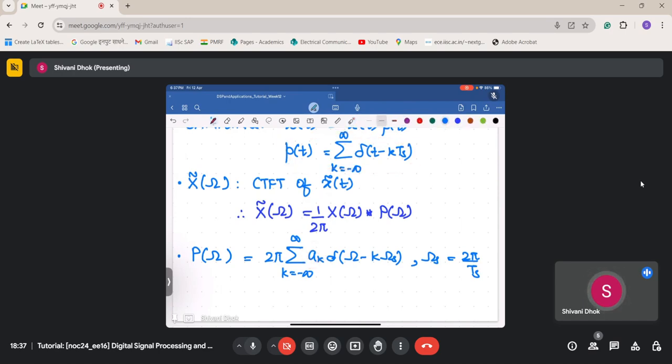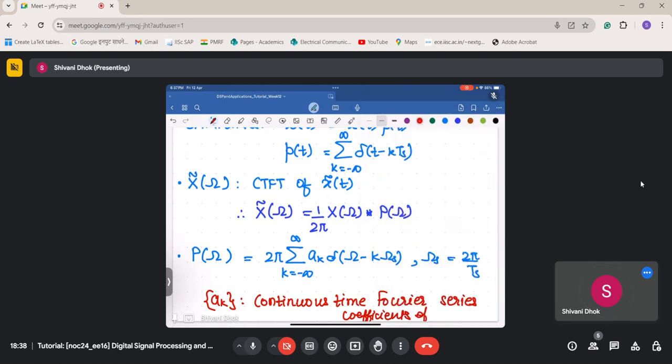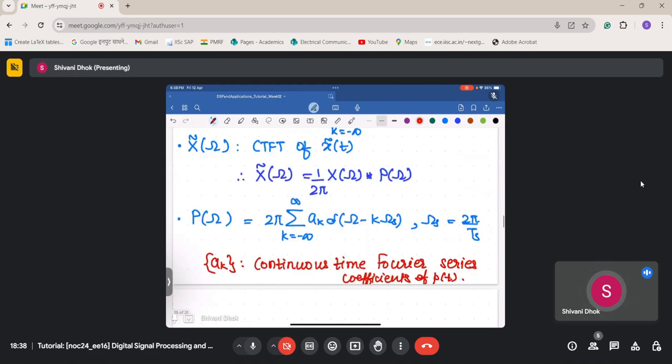So here the a k's are the continuous time Fourier series coefficients of p t, and then we'll substitute those in this equation to find the p of omega.